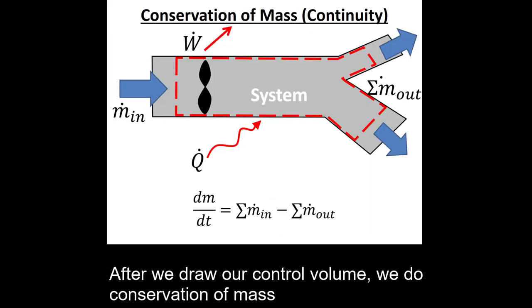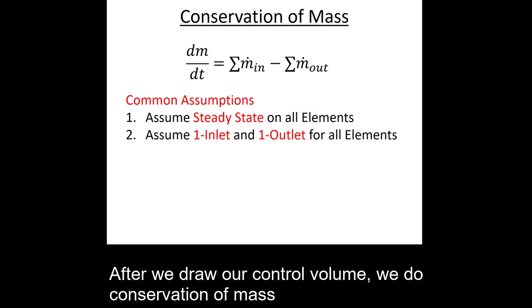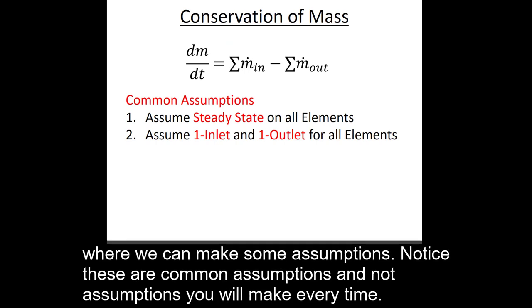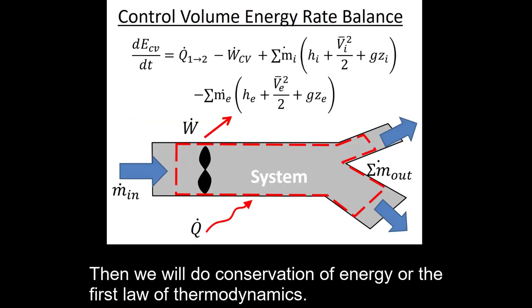After we draw our control volume, we do conservation of mass, where we can make some assumptions. Notice these are common assumptions and not assumptions you will make every time. Then we will do conservation of energy, or the first law of thermodynamics.